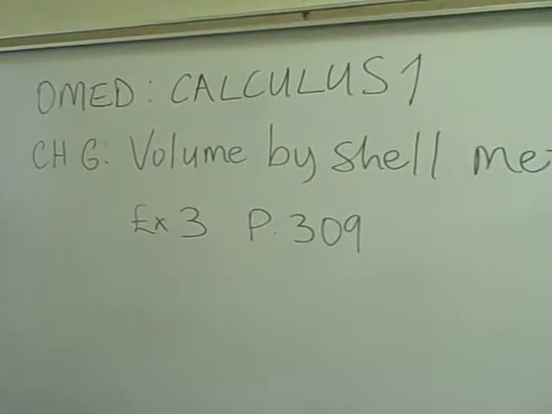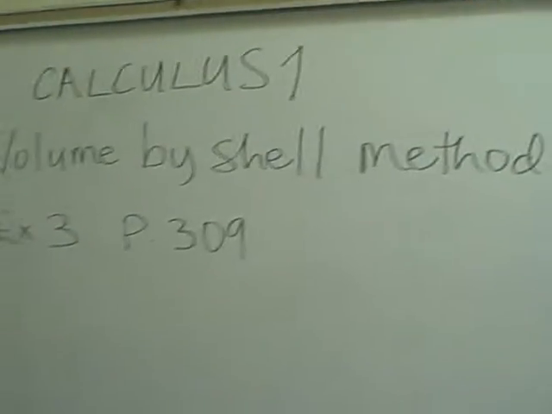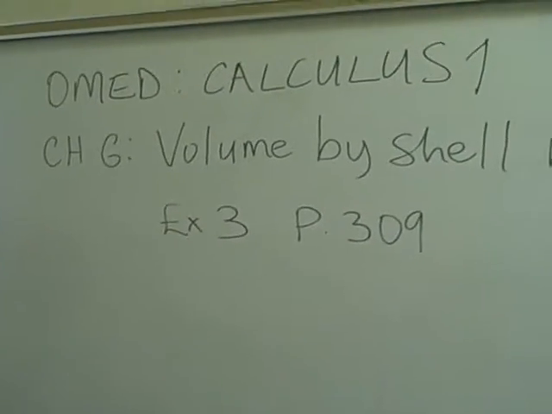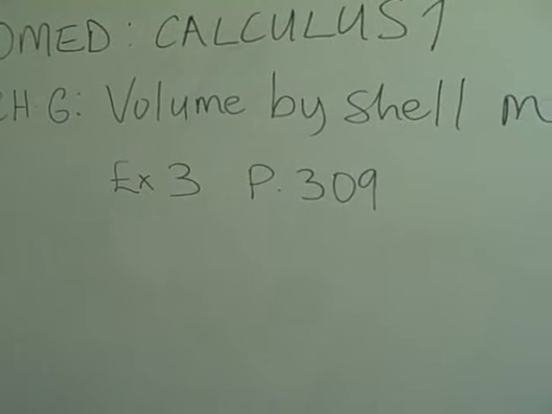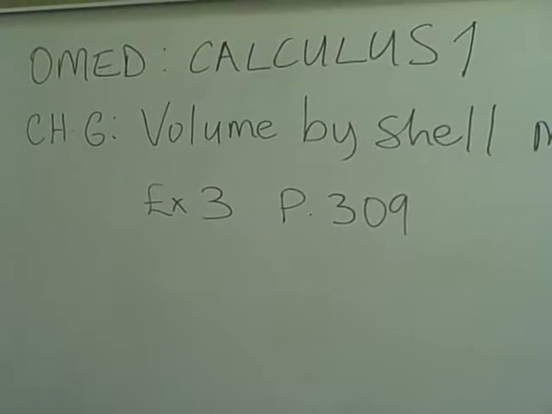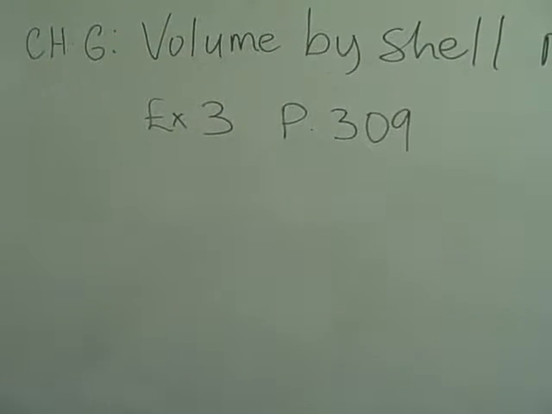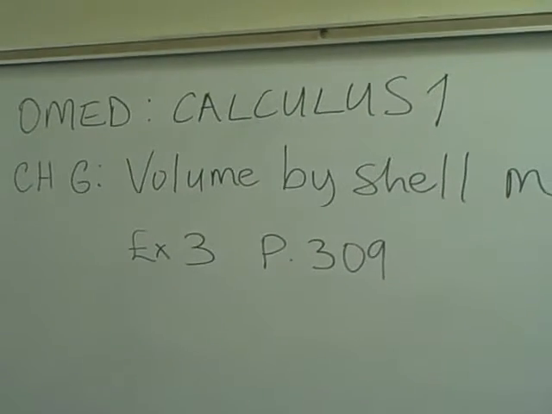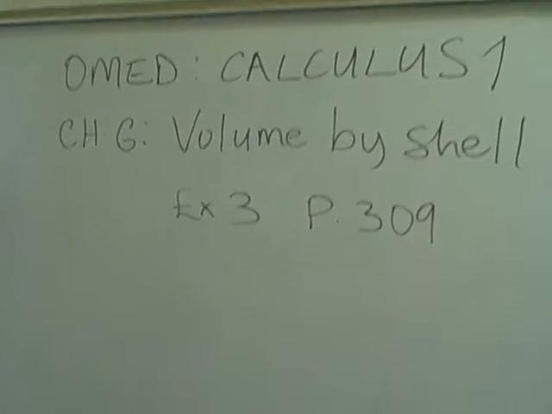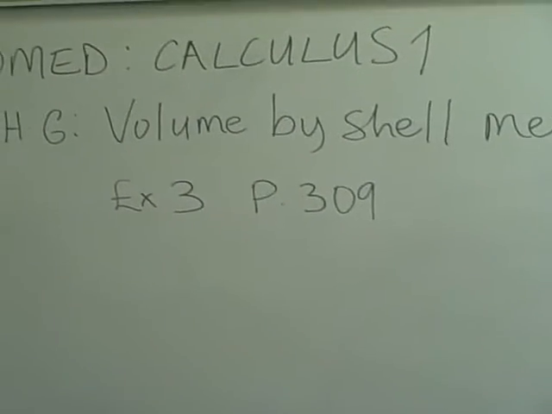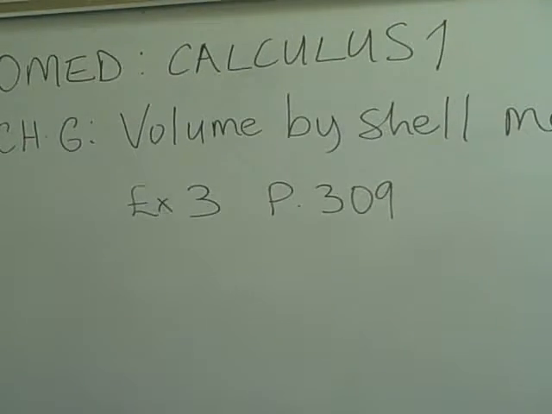So the last problem that we're going to solve today, by popular demand, is example 3 on page 309. If you have your book with you, you can look at the diagram and the question. It says there's a round hole of radius r that's drilled through the center of a half ball of radius a, with the radius r being less than the radius a. Find the volume of the remaining solid.